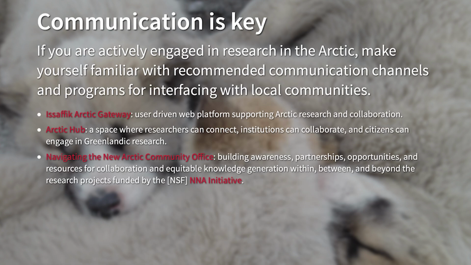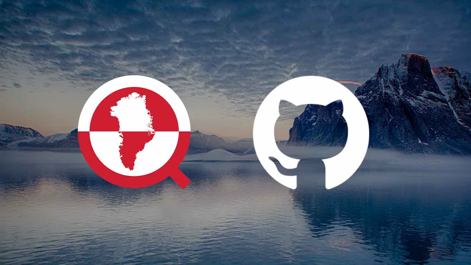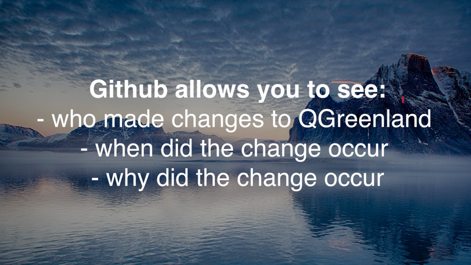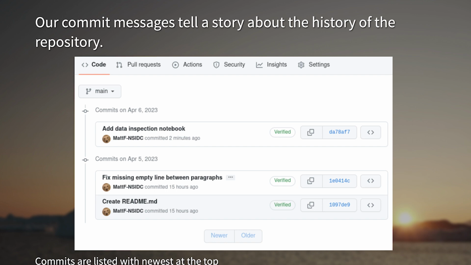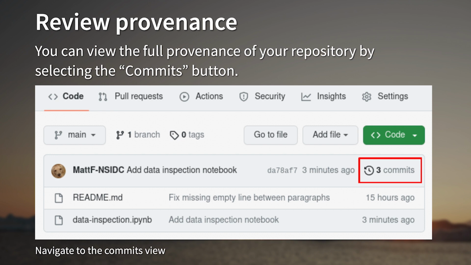Communication is key to engaging in open science. There are a few communication channels that we recommend you use in the Arctic research community. QGreenland primarily facilitates collaboration through GitHub. GitHub shows you who made changes to QGreenland, when the change occurred, and why. We also use GitHub discussions as a community communication tool for people to note issues or concerns, get help with something, or share something they've created.